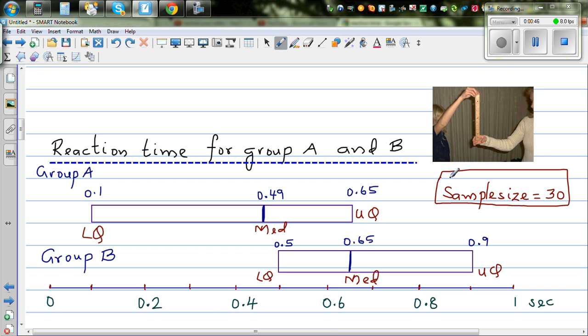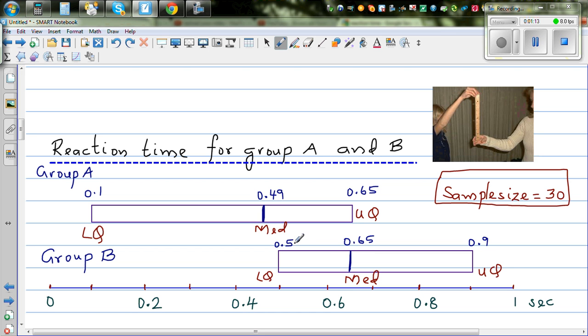It can be boys and girls of a year level. Say these are boys and these are girls, or whichever way, and each had a sample of 30. And then the reaction time was recorded, and this is the statistics. So for group A, the lower quartile is 0.1, median is 0.49, and upper quartile is 0.65. For group B, it's 0.5, 0.65, and 0.9.